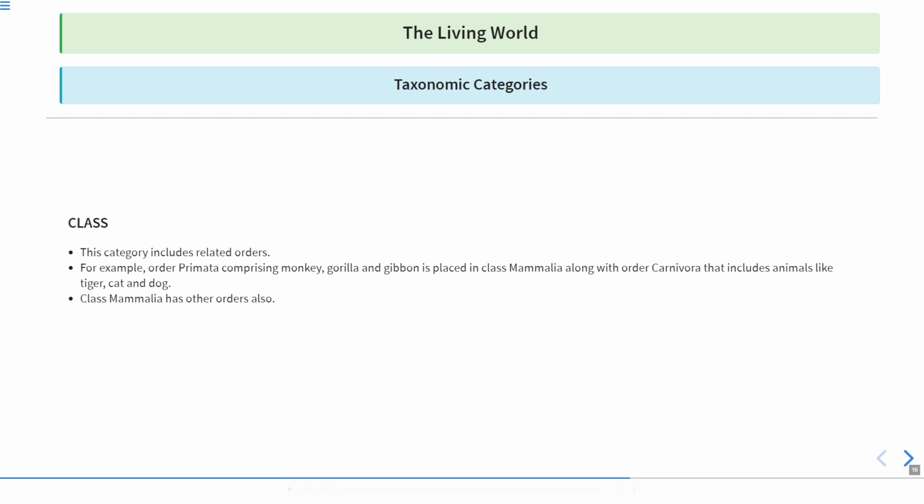What are the organisms that belong to the order Primata? They include the monkey, gorilla, and gibbon. And these organisms are placed in which class? Mammalia. So class Mammalia, along with the order Carnivora, that includes animals like tiger, cats, and dogs. So two orders, Primata and Carnivora. The class Mammalia has other orders also, right?